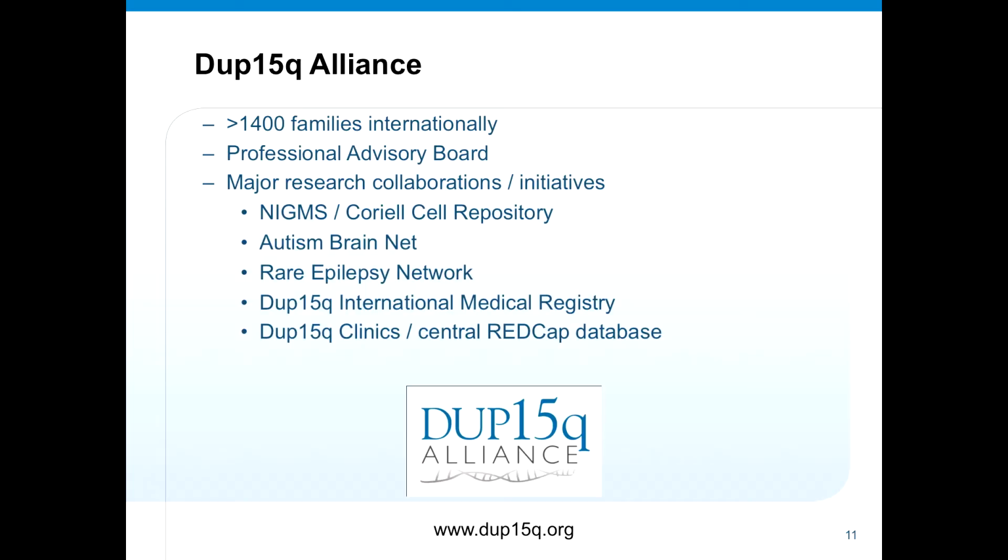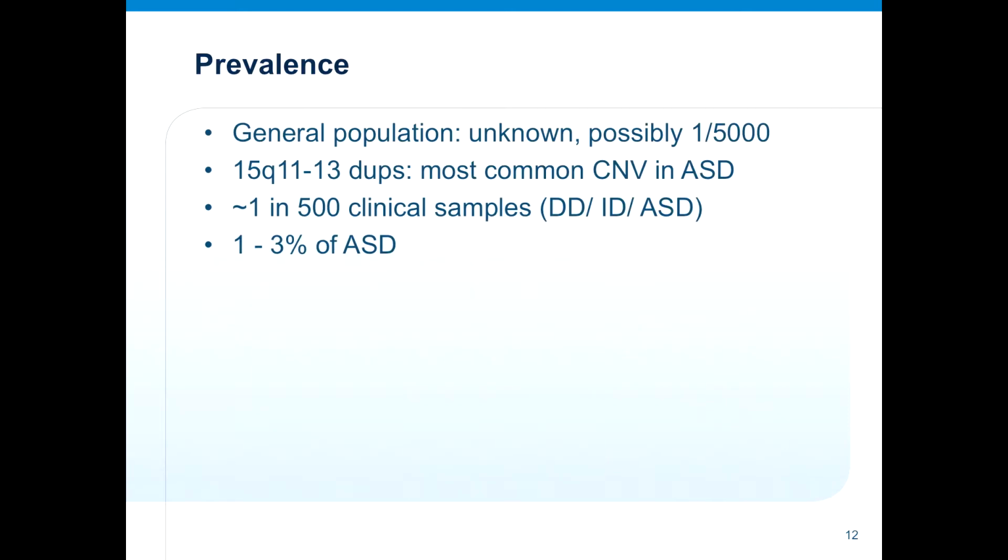So as Vanessa mentioned, there's over 1,400 families now internationally, which is pretty amazing. There's a professional advisory board, and there are some major research collaborations and initiatives that the DUP15Q Alliance has been involved with. And what I can say is this has grown from a family organization that's interested in this particular condition, and it's been really a collaborative effort with families and clinicians and scientists, which is great.